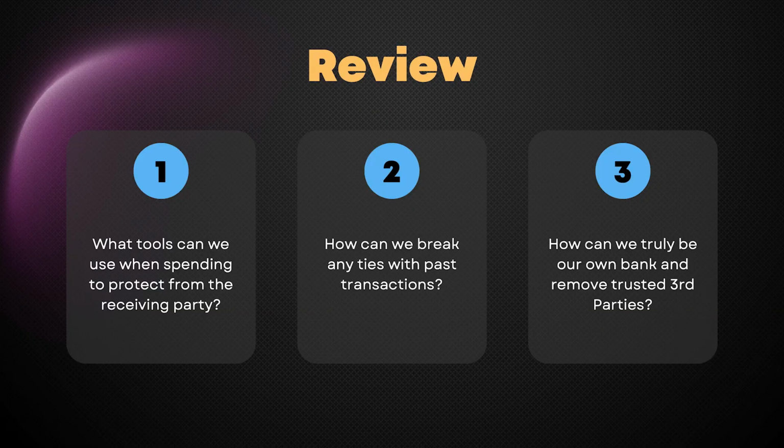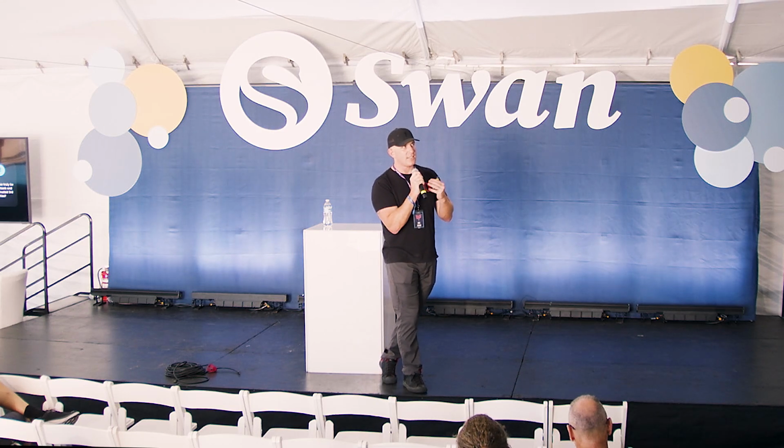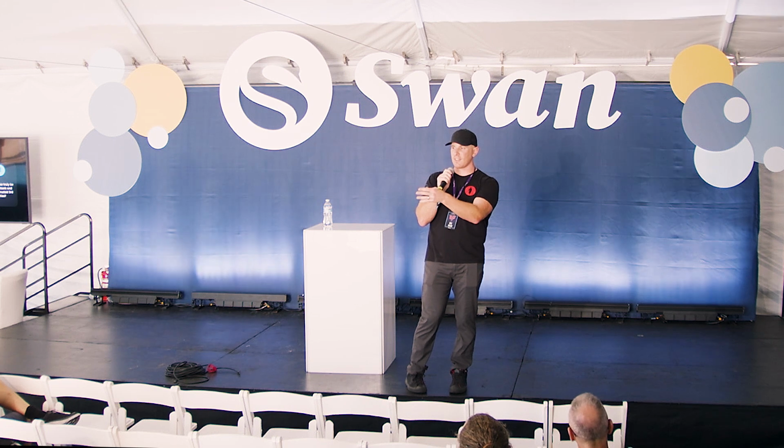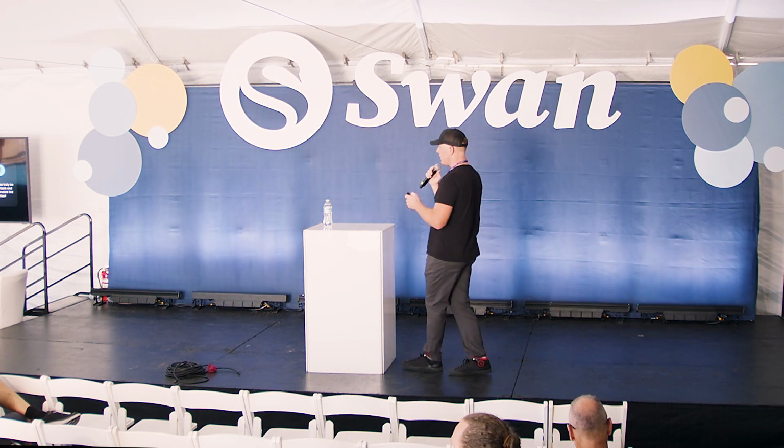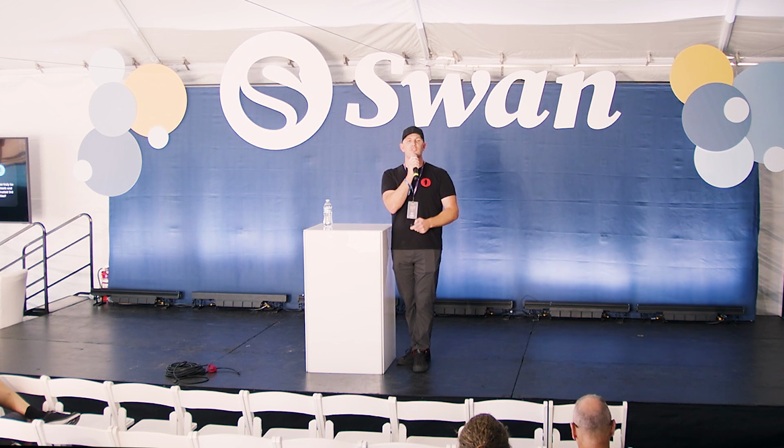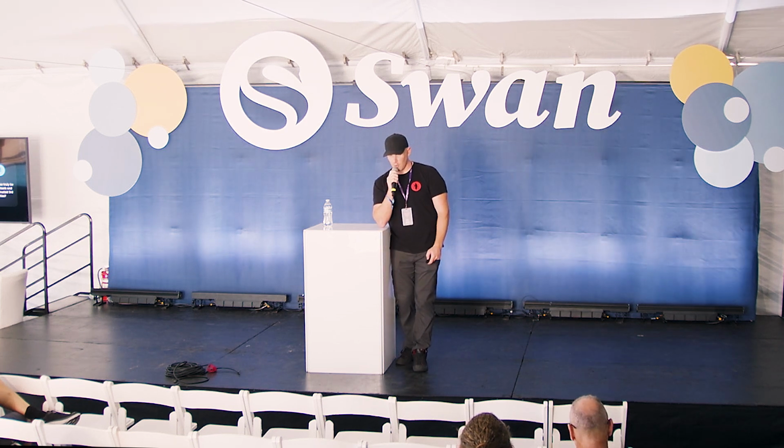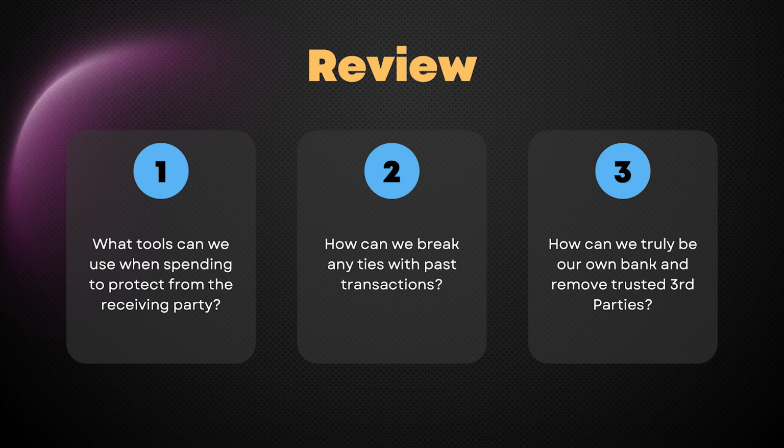Next one is, can we break any ties? How do we break the ties of the past? How do we do that? Whirlpool, I heard you. Mixer. Don't say just mixer. It's not necessarily all mixers. We're not all the same. Also, mixer is like a synonymous term with a custodial mixing service. And how do we truly become our own bank? Run your own node. So, we talk about payjoins, Stowaways, Whirlpooling, and then run a node, be your own bank, okay?